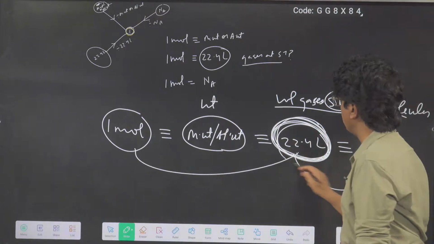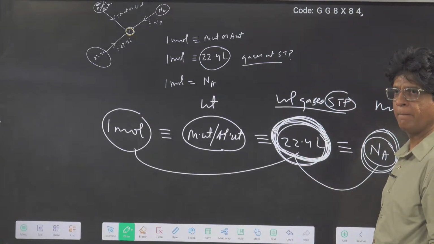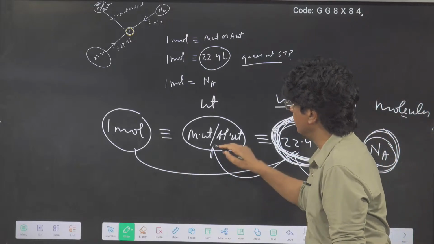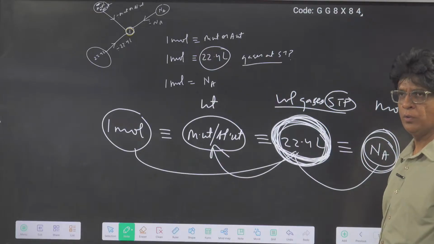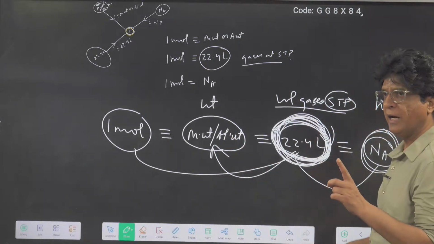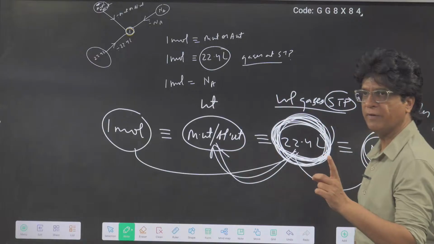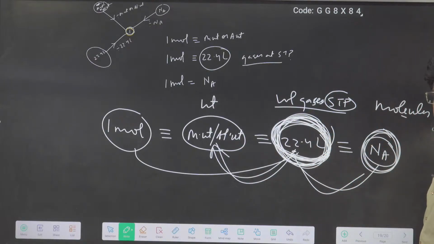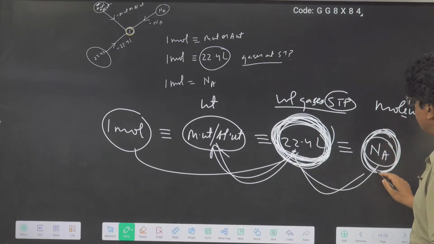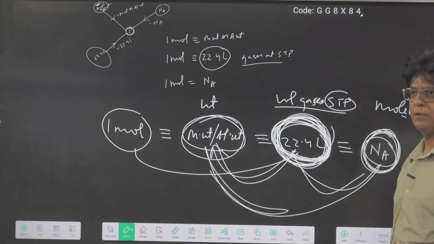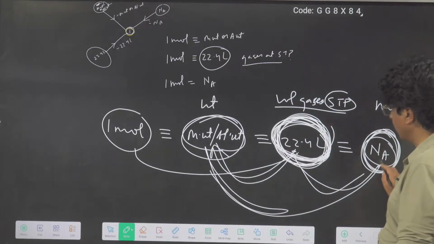And if I try to find out the weight of the 22.4 liter of a gas, it will be equal to how much? Its molecular weight. Yes or no? They all are equivalent, right? If I take 22.4 liter of a gas, I have taken its molecular weight. How many molecules have I taken in the 22.4 liter of a gas? Avogadro number of particles. And if I take Avogadro number of particles, how much weight have I taken? Molecular weight. And how many moles? 1 mole.